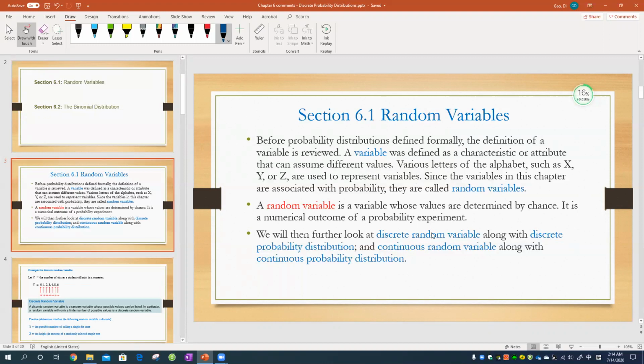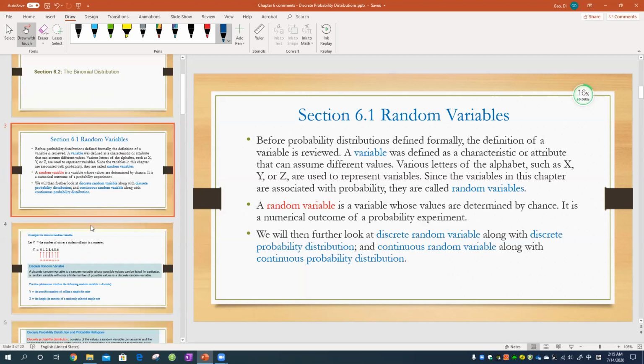So what is a random variable? A random variable is a variable whose values are determined by chance. So if we can present possible values for some variable and the corresponding chance or probability of each value, then we have a random variable. And then we're going to further look at discrete random variables along with discrete probability distributions, and continuous random variables along with continuous probability distributions.